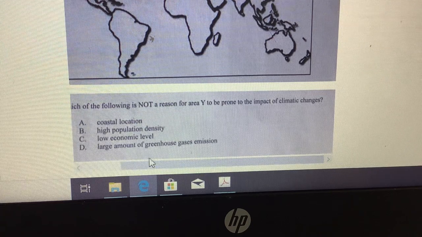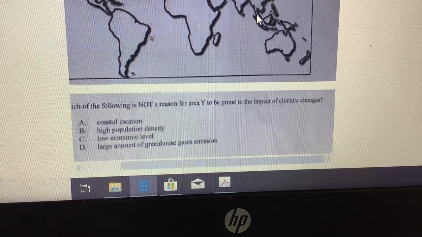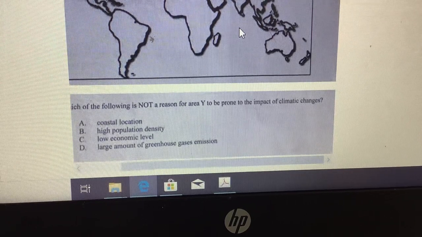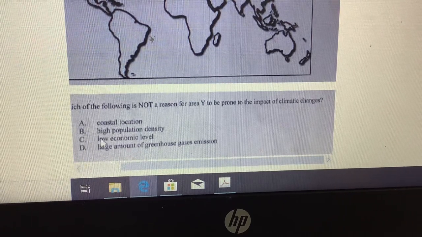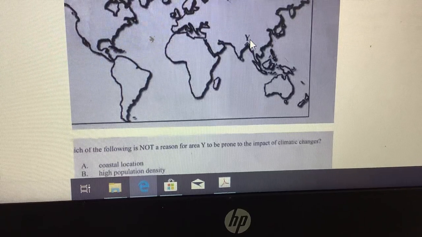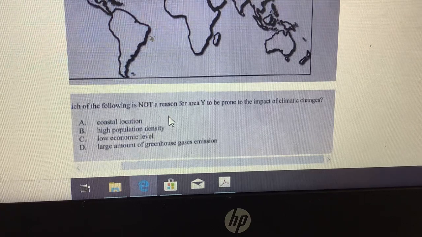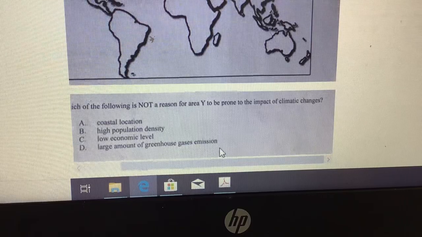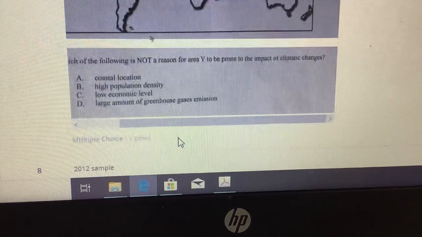Number A, coastal location. Yes, because they are having some seawater intrusion to make the flooding more intensified. High population density, yes. Okay, C, lower economic level. True, they are in an LDC, so they are weaker in preventing the flooding. Number D, large amount of greenhouse gas emission: lower, because LDC, as I've said. So number D is the correct answer.